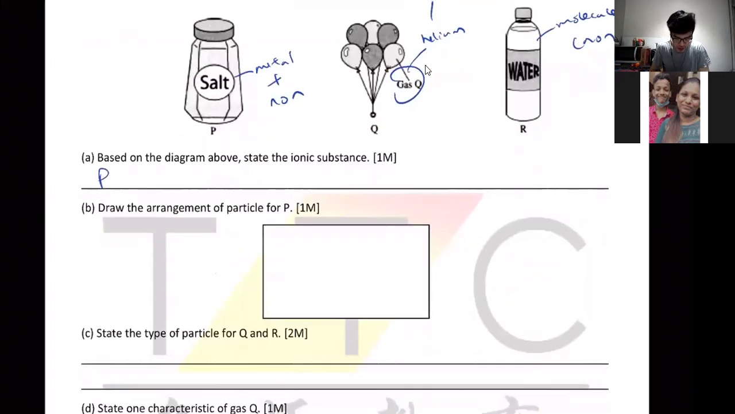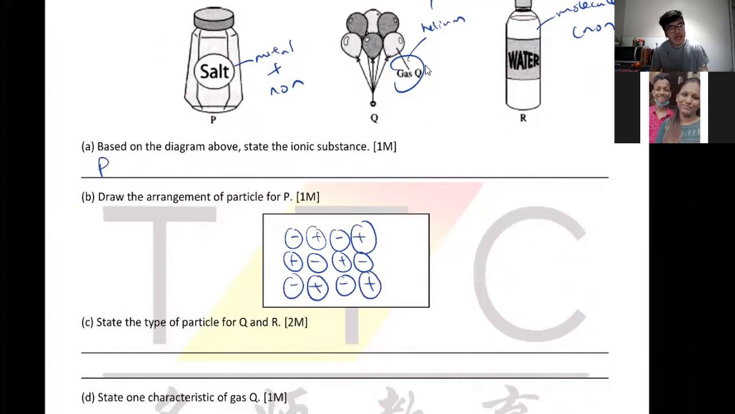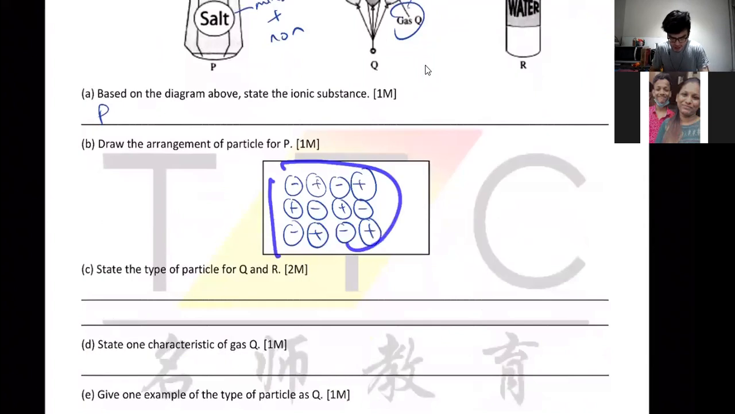So B, draw the arrangement for the ionic particle. How is an ionic substance arranged? There will be negative, positive, negative, positive, positive, negative, positive, negative. It's like an electrostatic thing. Remember electrostatic, positive, negative, they attract. So you draw it like this. You can fill up this space. I'm just drawing it very small here.